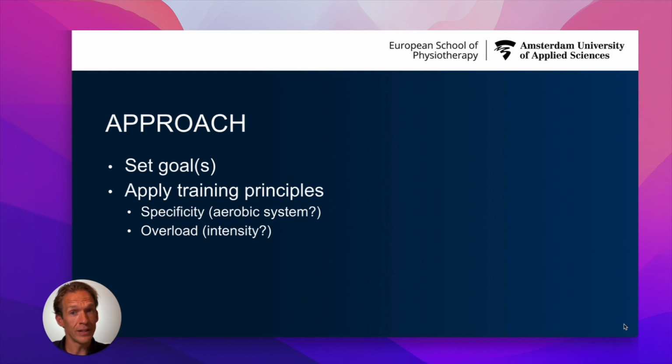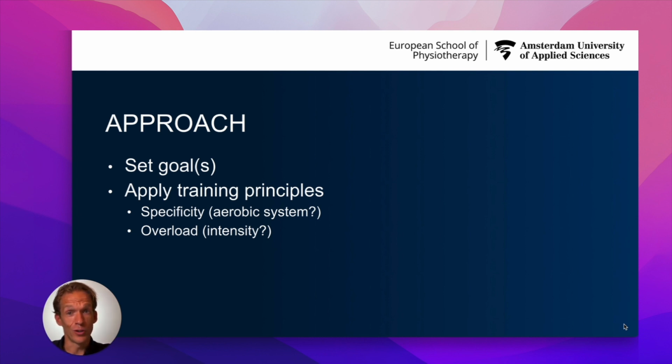So first of all, what we will teach you later in Physiology 3 and other courses is how to set up a good training plan. So it all starts in short with a good goal and then to apply the right training principles. In this example, we're only looking at two of those principles, specificity and overload. Specificity is about what do I want to train?